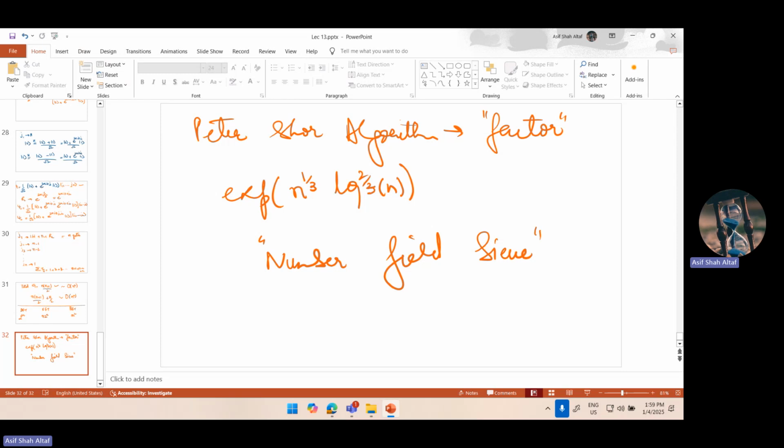However, when you try to perform the same task on a quantum computer, it only takes n square log n log n complexity. So you see the computational complexity drastically reduces from exponential to quadratic and log. That's where we have a speed up on a quantum computer.